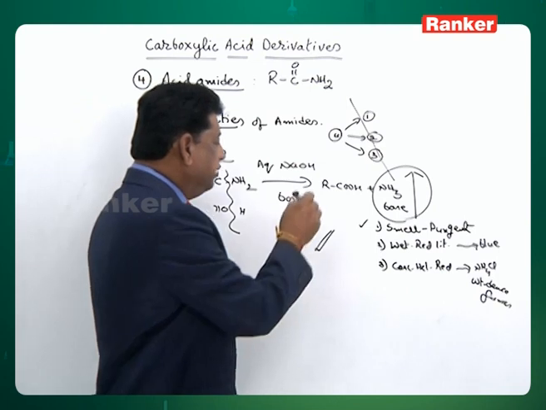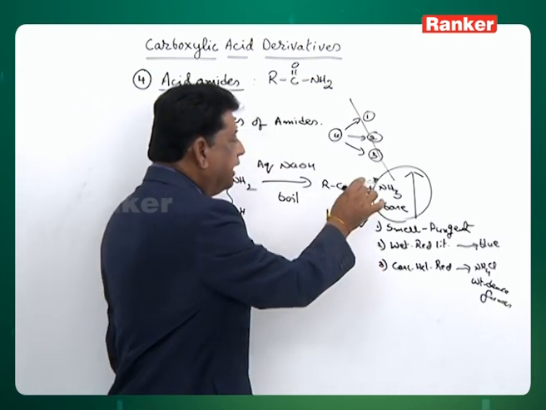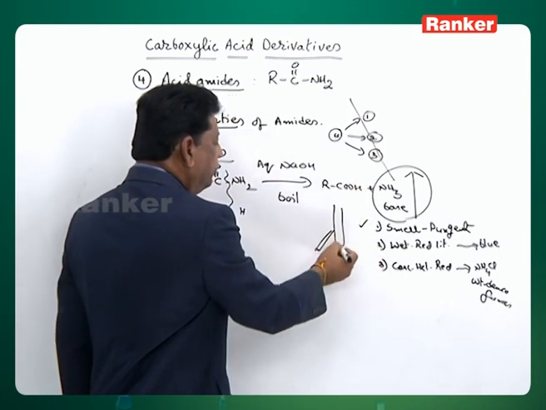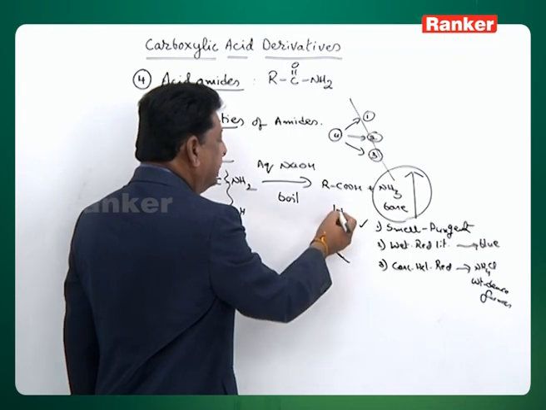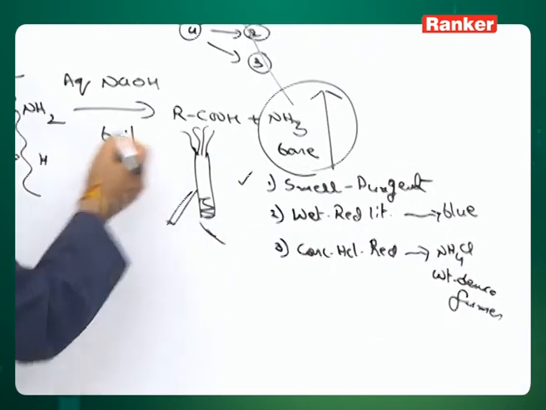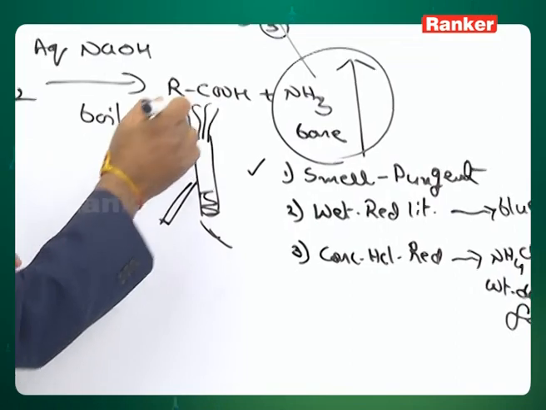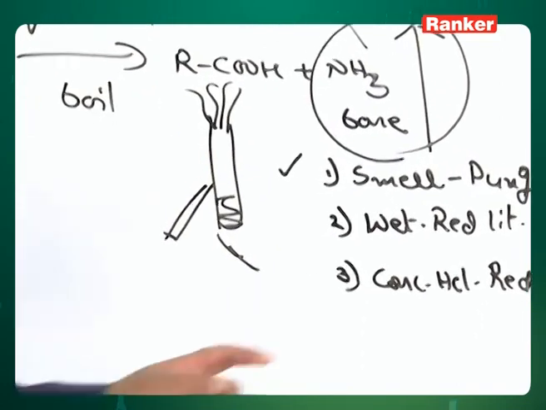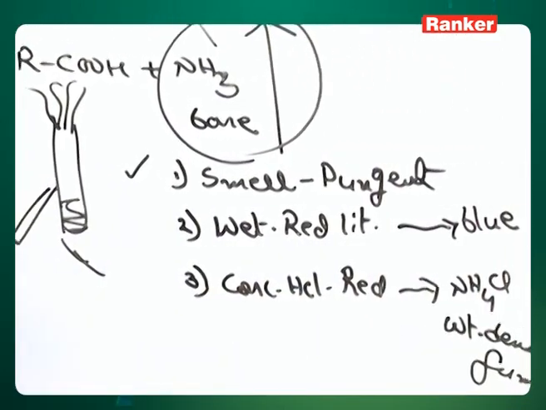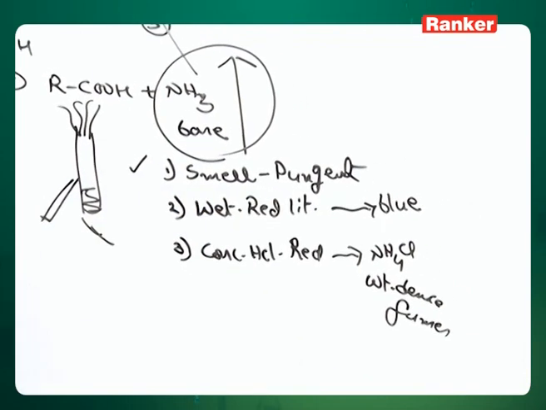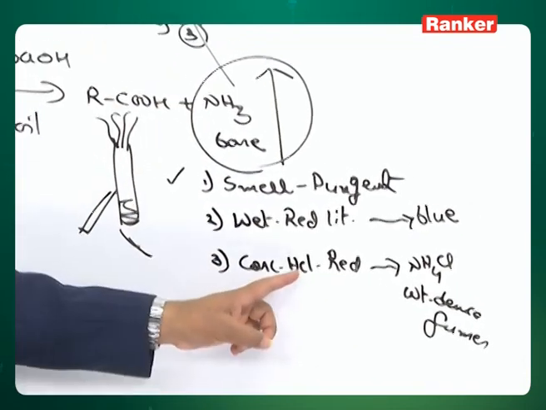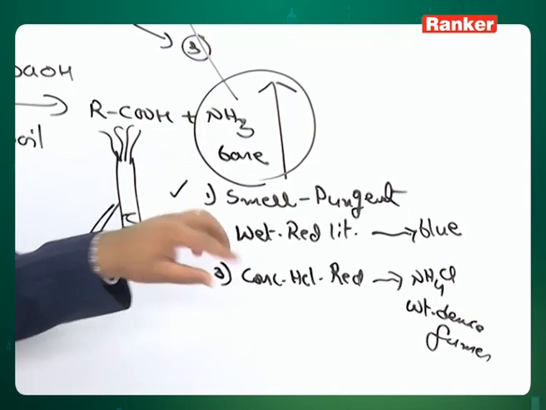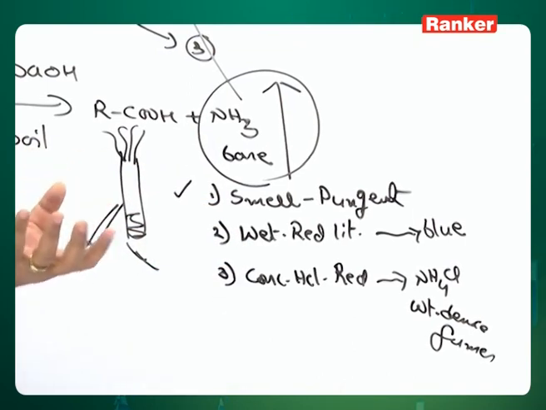Take a glass rod, dip it in concentrated HCl and expose it to the test tube in which we are doing the reaction. From this, ammonia gas is coming, isn't it? So, expose this glass rod to these fumes. There you find white dense fumes because of the ammonia coming. HCl and ammonia react, and ammonium chloride is formed.